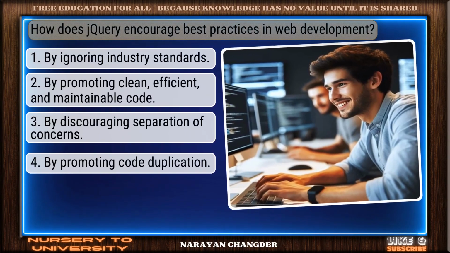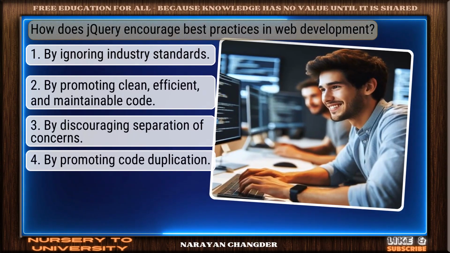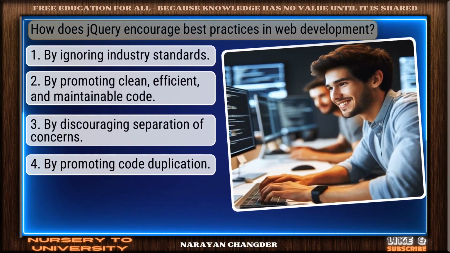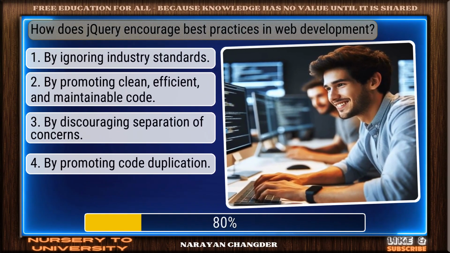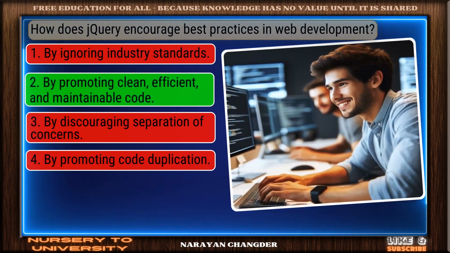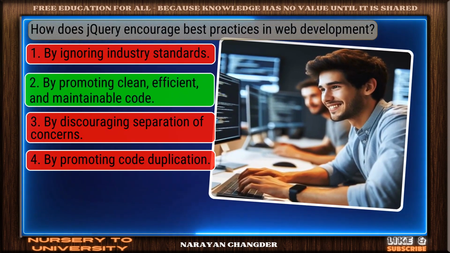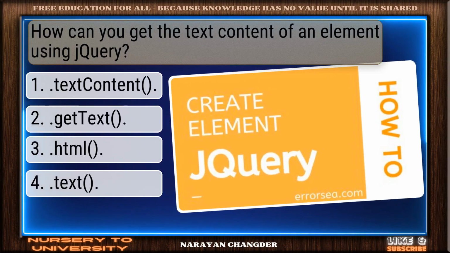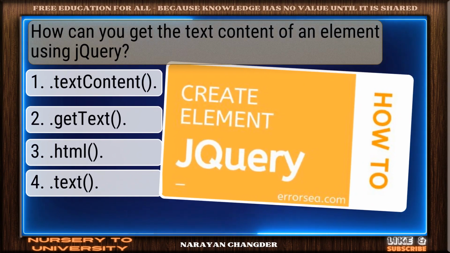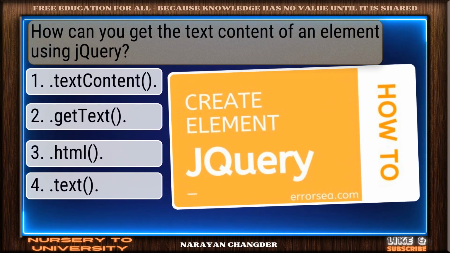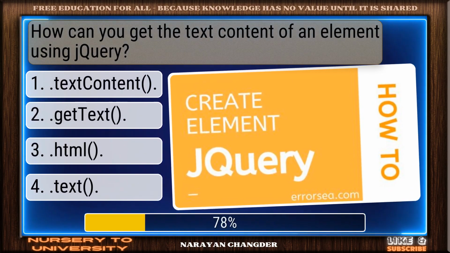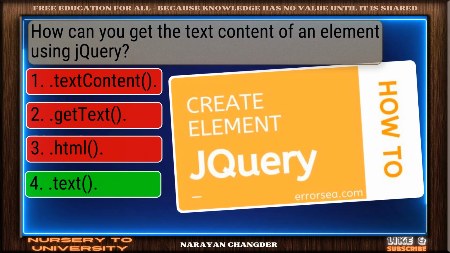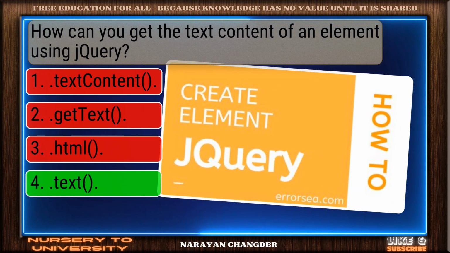Question number 9. How does jQuery encourage best practices in web development? Right choice. By promoting clean, efficient, and maintainable code is the best answer. Question number 10. How can you get the text content of an element using jQuery? Good thinking. Text is the right answer.